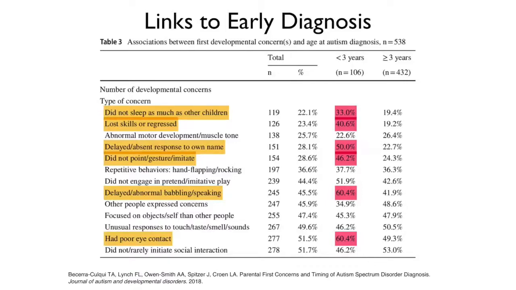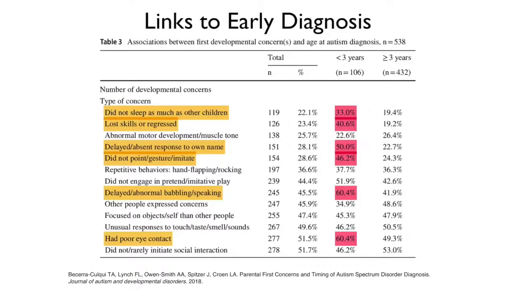So the ones highlighted here separate out children who were identified and diagnosed with autism at less than 3 years versus more than 3 years. And these symptoms will sound familiar. Lost skills or regressed, doesn't sleep as much as other children, delayed response to their own name, doesn't point or show joint attention, doesn't imitate, has delayed babbling or speaking, and then has poor eye contact.